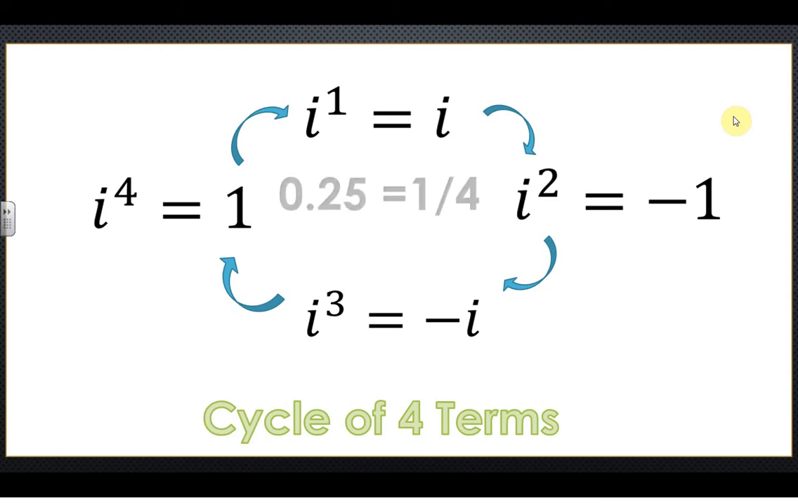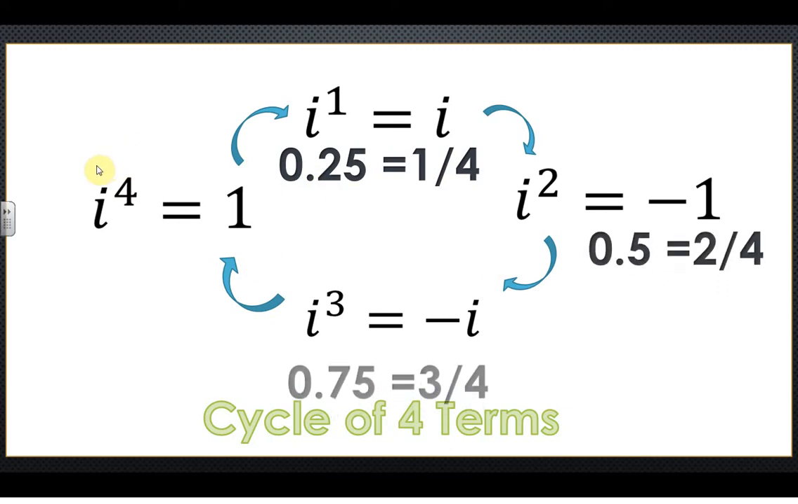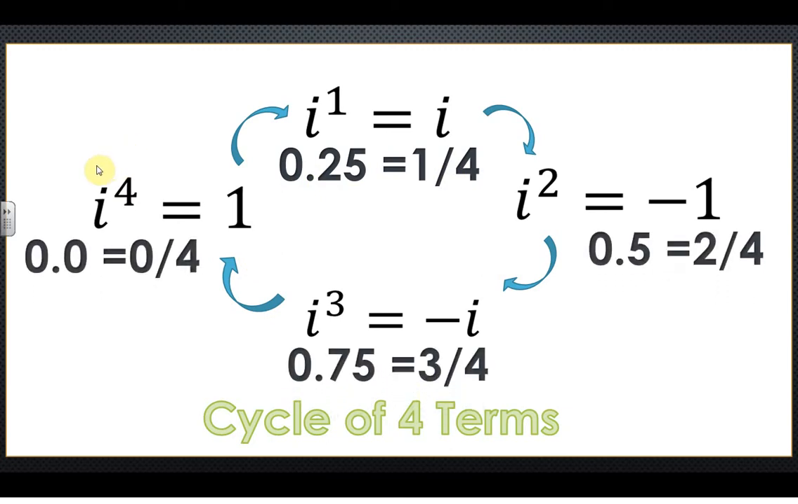So, when we do a cycle, it's a cycle of 4 that repeats itself. 1, 2, 3, 4. We're going to give you bigger powers of i, and you have to simplify them. So, if you take your exponent and divide by 4, you'll get the decimal approximation, which means you'll know where you are in your cycle of i. So, 4 quarters, 0.25 is 1 quarter, 0.5 is 2 quarters.